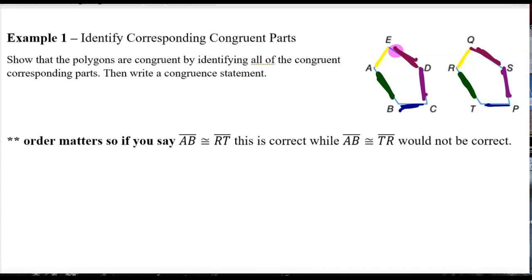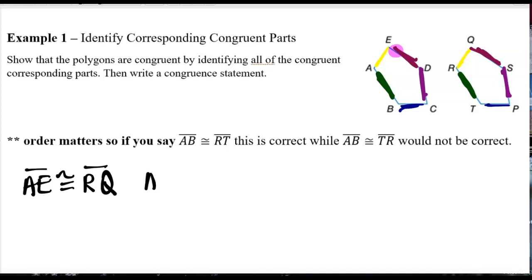So in this case, we need to say that they are congruent. First of all, we are going to state the segments that are congruent. So let's use the yellow one first. We could say AE is congruent to RQ. Notice here that the order matters. If I start at the R, I've got to start at the A. If I would have written that in reverse, it would be incorrect.